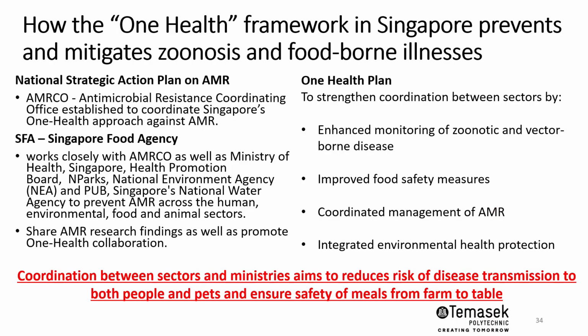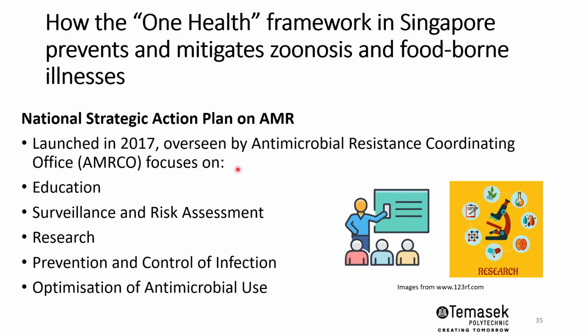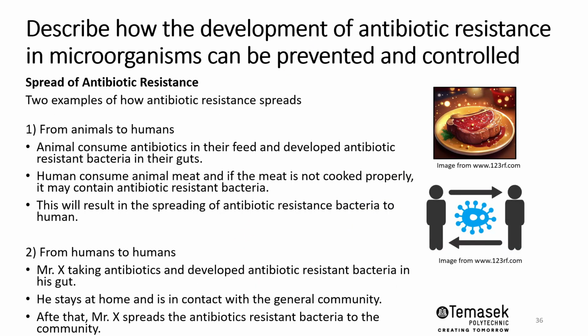So as I mentioned just now, the National Strategic Action Plan on Antimicrobial Resistance was launched back in 2017. And the team focuses on all these aspects: looking at education, surveillance and risk assessment, research, prevention and control of infection, and importantly, the optimization of antimicrobial use. Because excessive use, as we know, can lead to an increased risk of microbes developing resistance towards our antibiotics. So the spread of antibiotic or antimicrobial resistance cannot be underestimated.